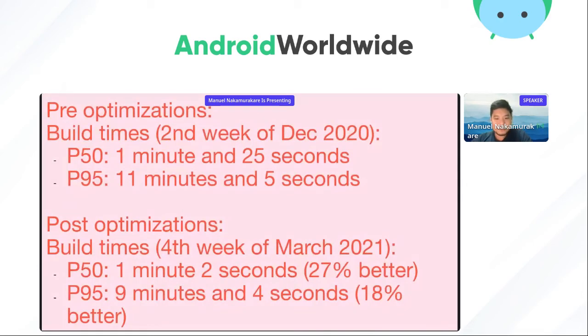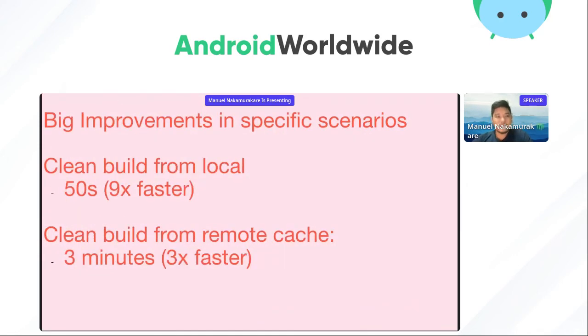Post optimizations, the P50 was 1 minute and 2 seconds, so we were able to improve this by 27%. And the P95 improved to 9 minutes and 4 seconds, so 18% better.